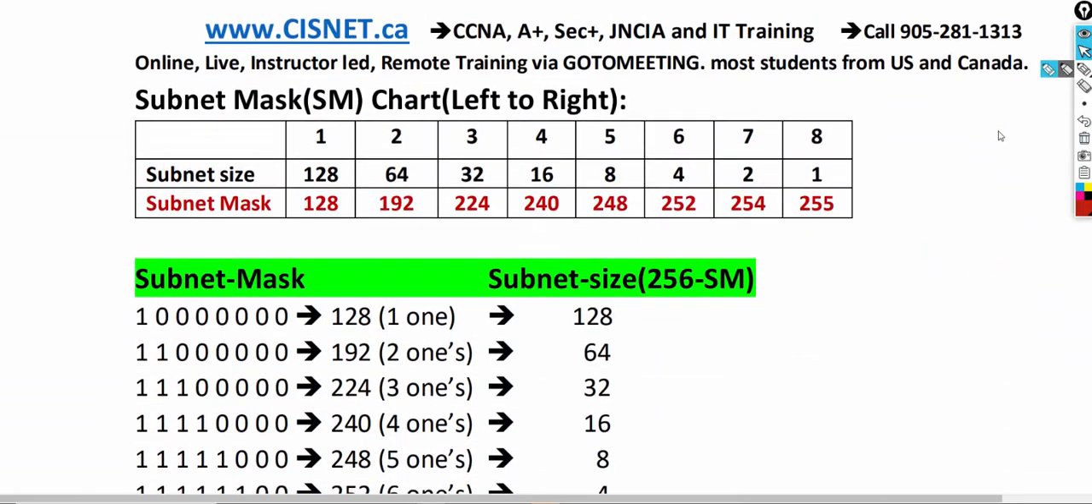Okay, so now, as I said, subnet mask is very important. You already know this one: 128, 64, 32, 16, 8, 4, 2, 1. I will ask you to memorize another one. Okay, what is 128 plus 64? Answer is 192. What is 192 plus 32? It is 224. 224 plus 16 is 240. Then 248. Then 252. Then 254. Then 255.